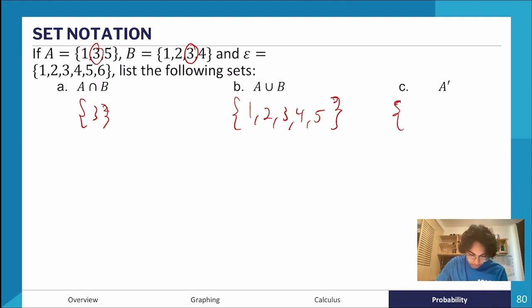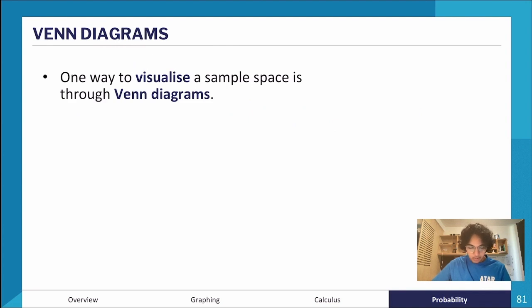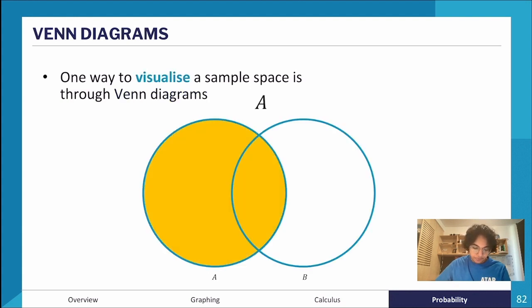Right? So it won't be 1, 2, or 3. It'll be 4 and 6, if I'm not mistaken. So hopefully that makes sense. Okay. Like I showed you guys earlier, a way we can visualize these sample spaces is through Venn diagrams, right?